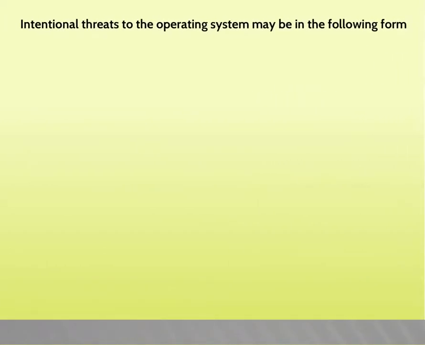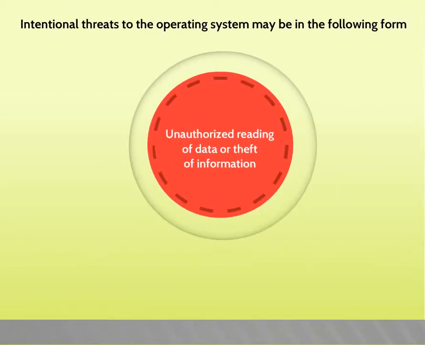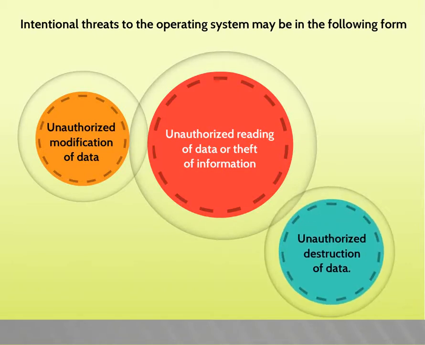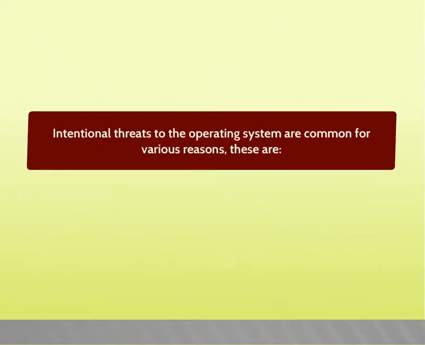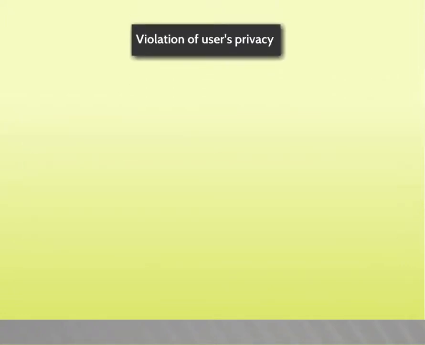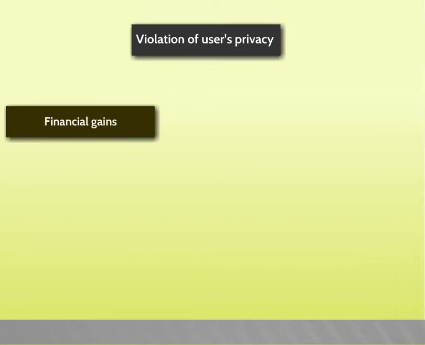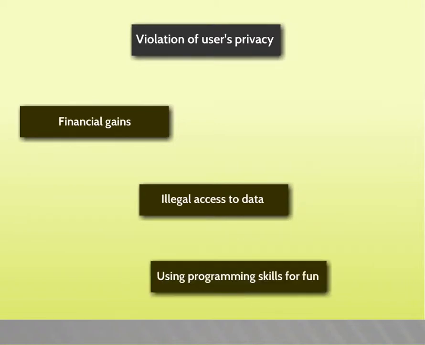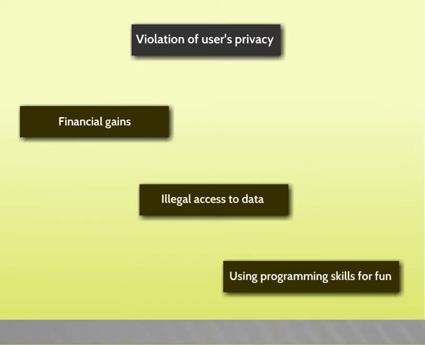Intentional threats to the operating system may be in the following form: unauthorized reading of data or theft of information, unauthorized modification of data, unauthorized destruction of data. Intentional threats to the operating system are common for various reasons. These are violation of users' privacy, financial gains, illegal access to data, using programming skills for fun.